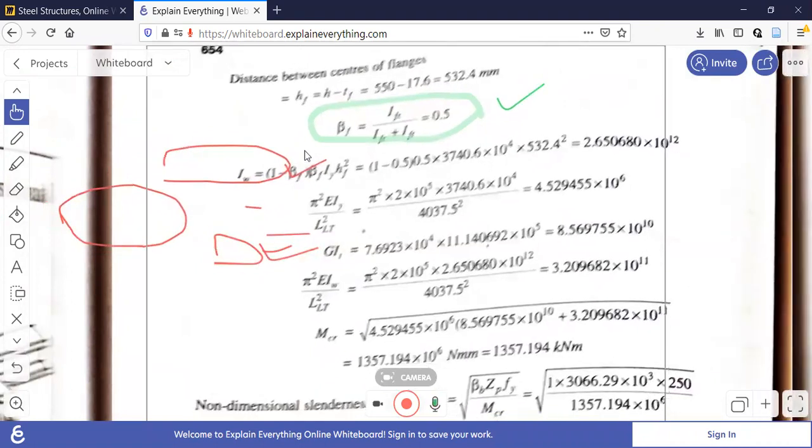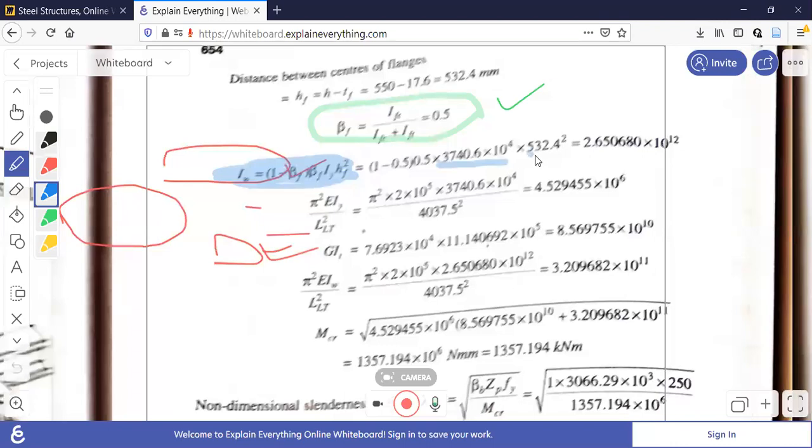1 minus beta f, where it is, I'll show you, just see this. I'm talking about this formula now, the same formula that I just told you. Using this formula I will calculate IW here. So 1 minus 0.5 beta b, outside the bracket 0.5 beta f, and IY is already given for the given section in the steel table.